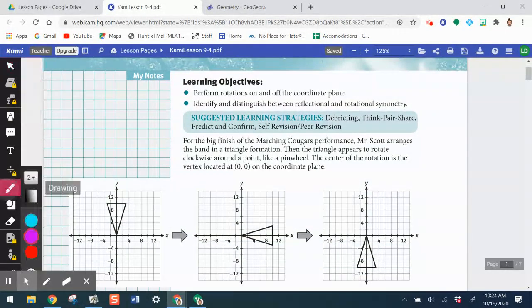We'll look at our learning targets as always. We will perform rotations on and off the coordinate plane, just like we've been doing with the translation, just like we did with the reflection. We're going to perform rotations on and off the coordinate plane, as well as identify and distinguish between reflectional and rotational symmetry. We saw reflectional in the previous lesson, dealing with lines of reflection. And now we're going to see something called rotational symmetry. Makes sense? We're studying rotations.